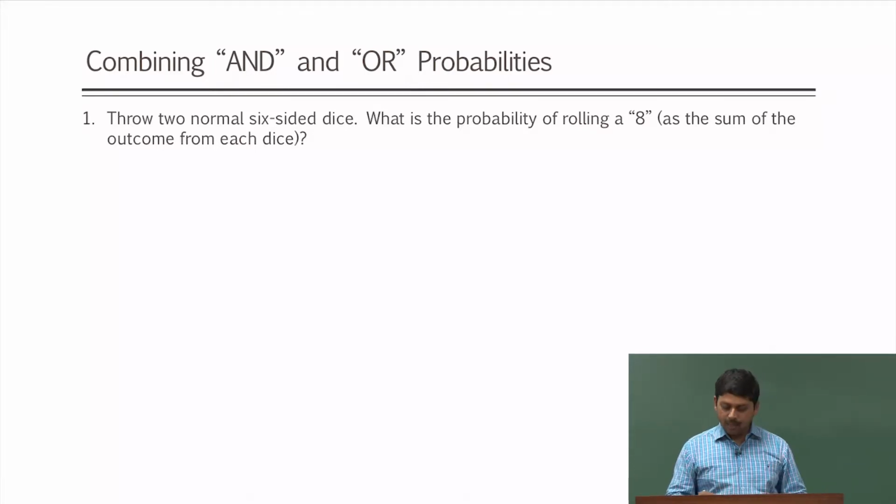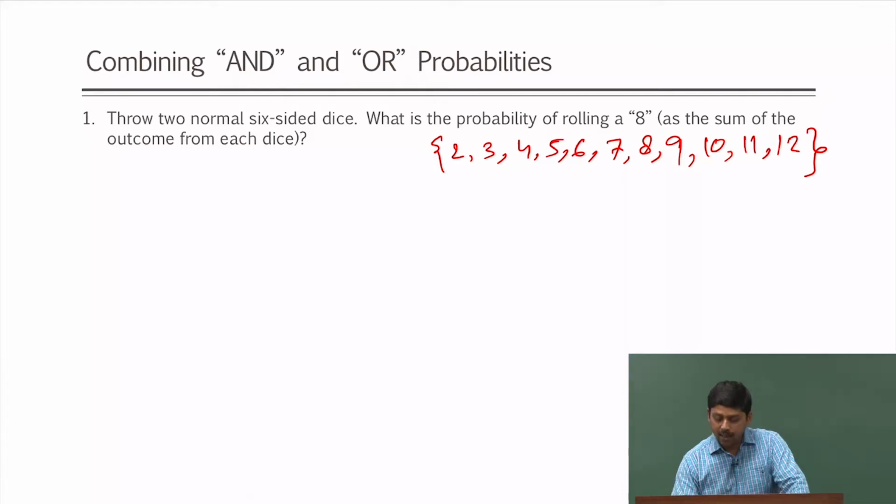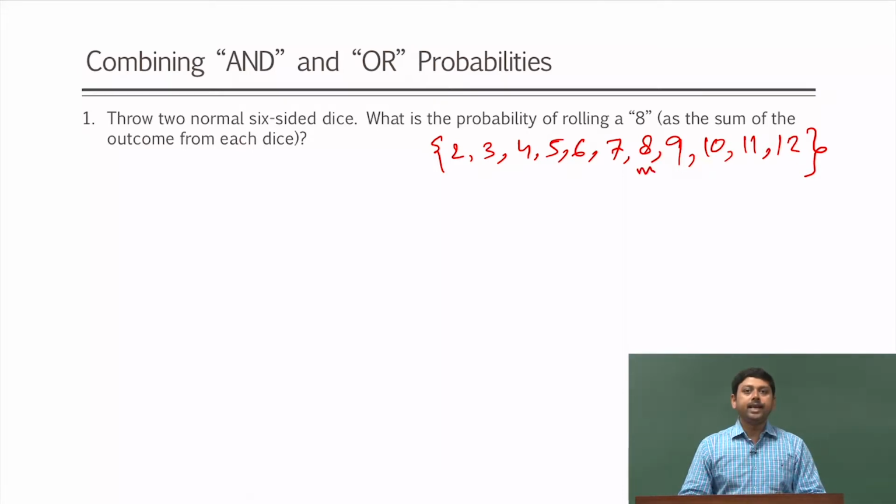Now, in that I am asking, what are the outcomes that are possible for a 2 dice throw? 2, 3, 4, 5, 6, 7, 8, 9, 10, 11, 12, any of these possibilities are there, and I am asking what is the probability of getting 8.